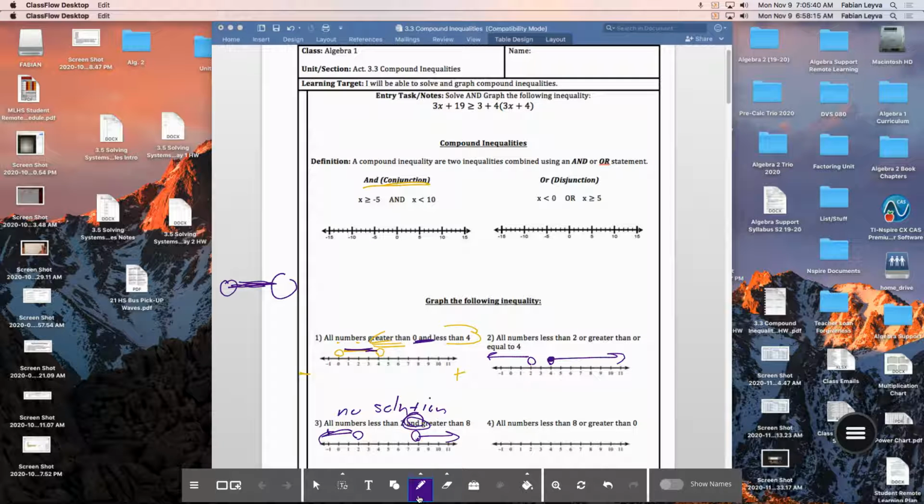Next one, all numbers that are less than 8. So here is 8. All numbers that are less than are in this direction, or greater than 0. So here is my greater than 0 and this one over here. My greater than numbers are going to be pointing to the right. Now look how tricky this one is.